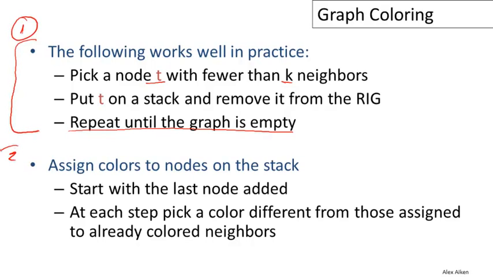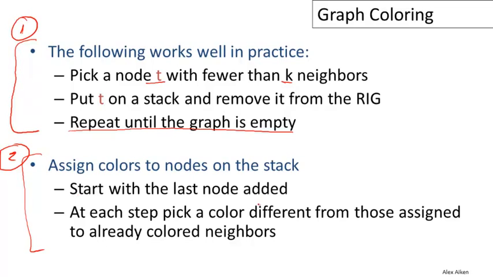And then in part 2, we assign a coloring. We build a coloring for the nodes on the stack. The nodes are processed in the reverse order they were added, so the last node added to the stack is processed first. At each step, we pick a color that is different from those assigned to the already colored neighbors. So the idea is we pick a node off the stack, we pop it off the stack, we add it back into the graph along with the edges that it had in the original graph, and then we color it.